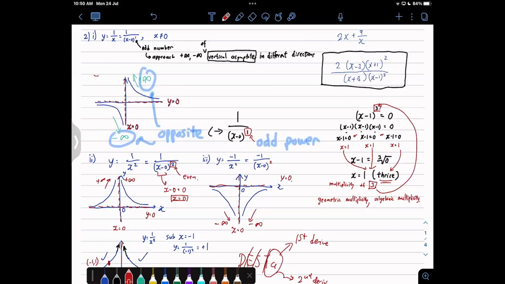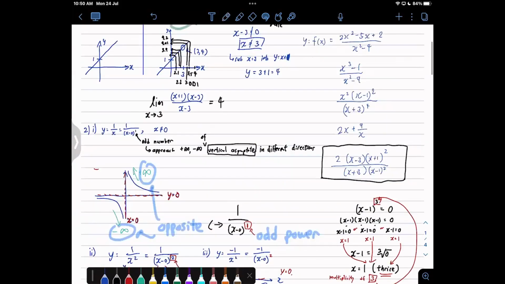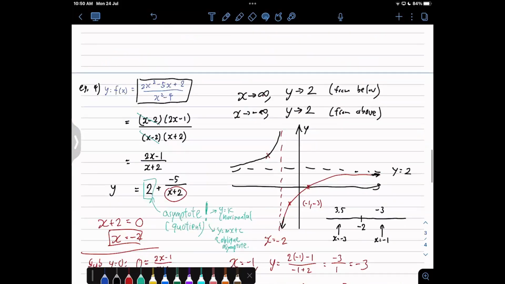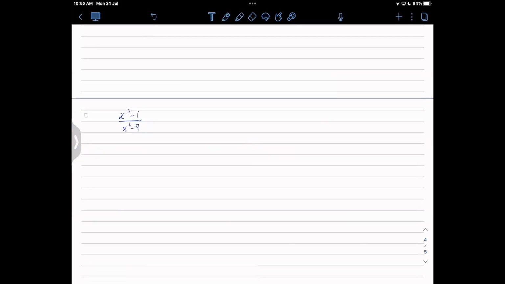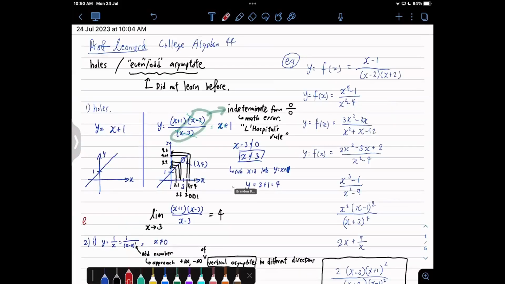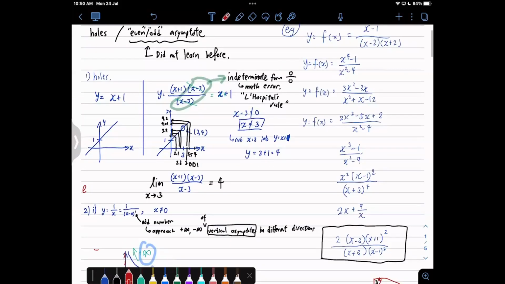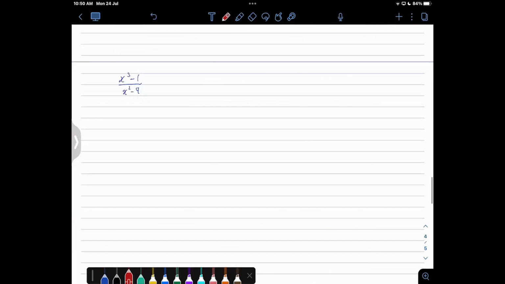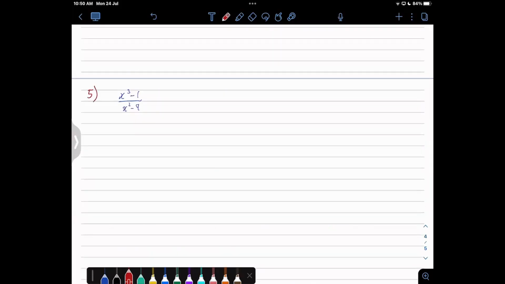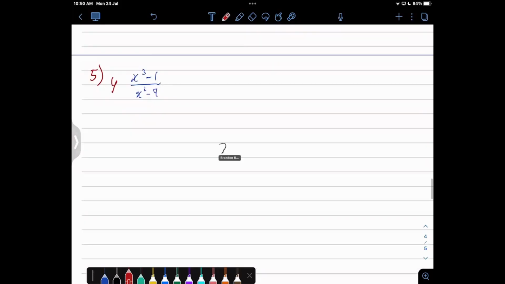Okay, let me just do one more example. Let's say we try this one, x cubed minus 1 over x squared minus 9. I'll do it using my approach. Okay, so first thing is long division. Yes, long division. This is example number 5. Y equals this guy. So yes, straight away I see that there's a power 3, power 2, so it's an improper fraction. Then I will just do long division.